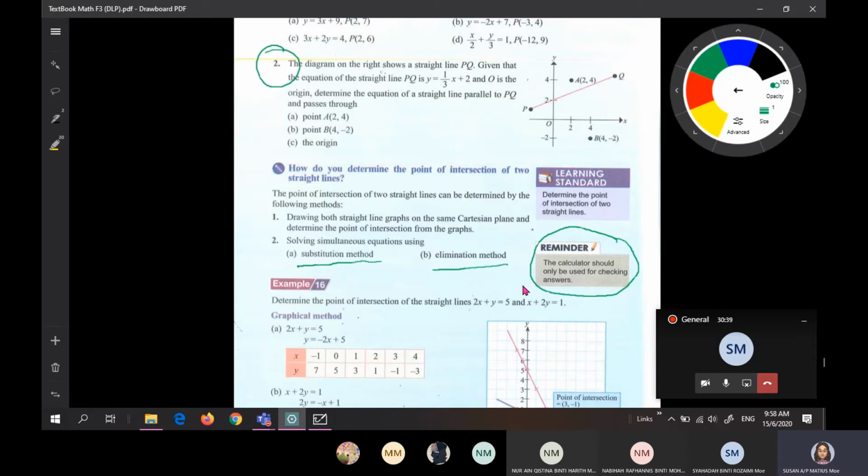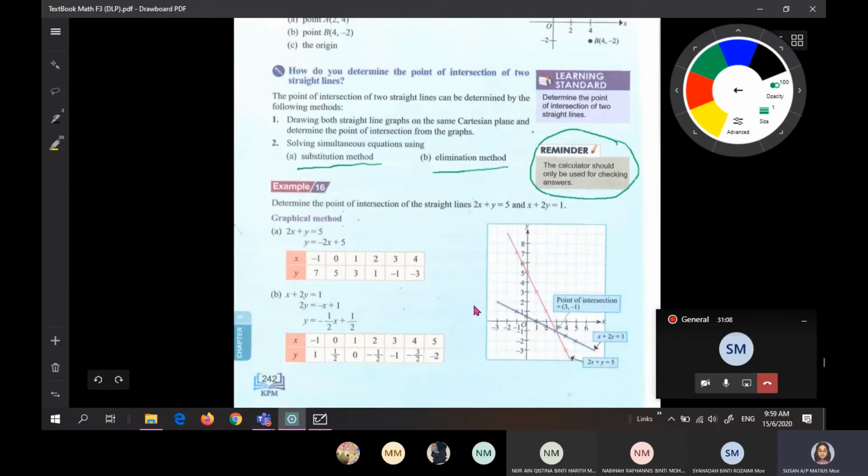If you happen to have the Maths Form 1 textbook, you may refer to page 137. It would maybe refresh your memory on how to do substitution method, elimination method, and also using graph. So guys, let's continue. Determine the point of intersection of straight lines 2x plus y equivalent to 5 and x plus 2y equivalent to 1.